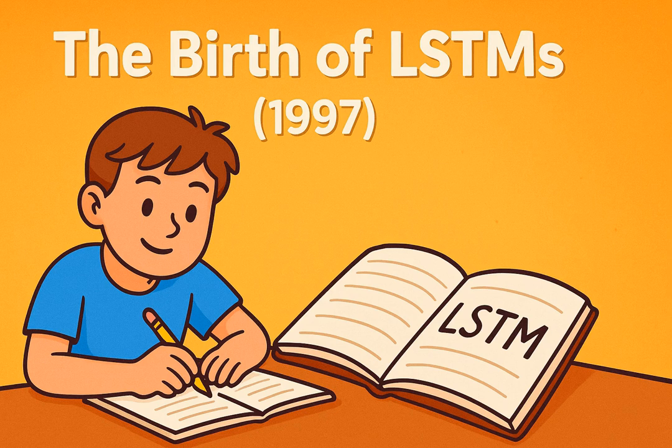Think of them as a smarter memory system for neural networks, like a notebook you carry to jot down important details while ignoring the unimportant stuff. LSTMs solved the vanishing gradient issue and gave neural networks a much longer memory span.